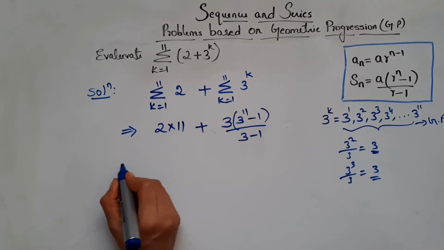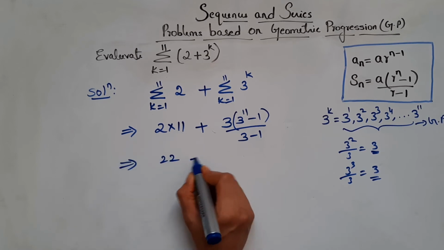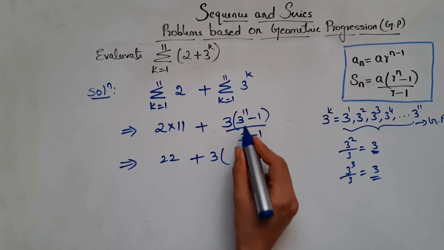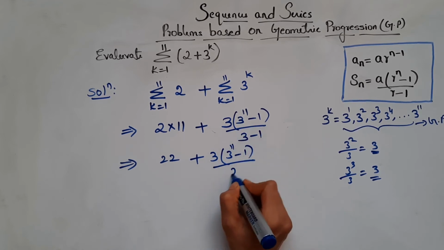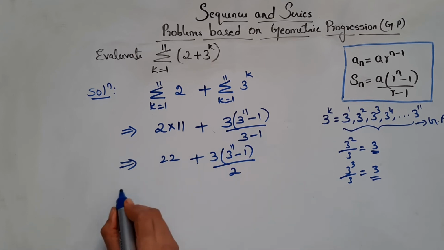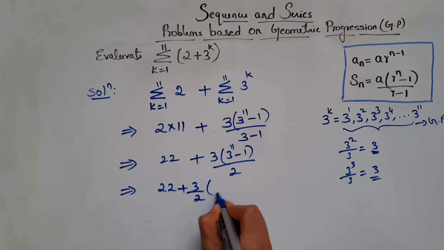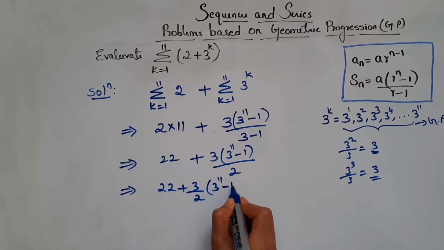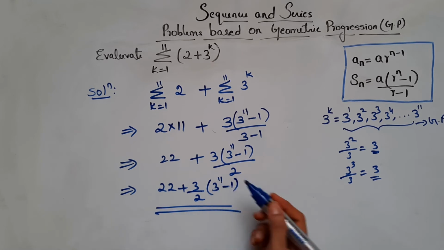So let's simplify this. So 2 into 11 will give you 22 plus 3 into 3 power 11 minus 1 by 3 minus 1 is 2. So you can further simplify this. 22 plus 3 by 2 into 3 power 11 minus 1. Or you can further simplify by substituting the value of 3 power 11.